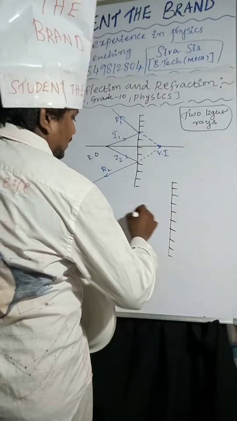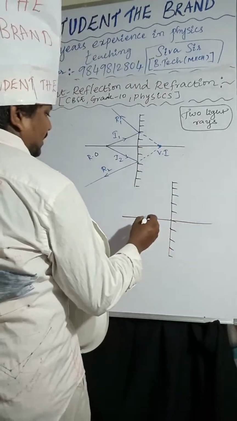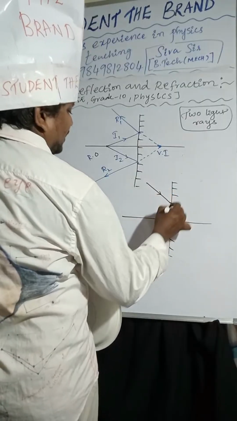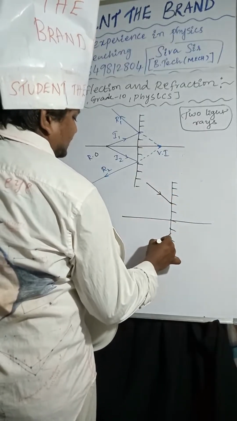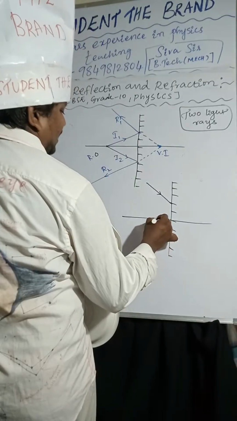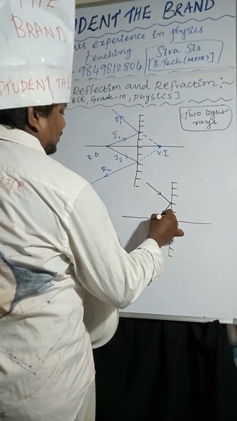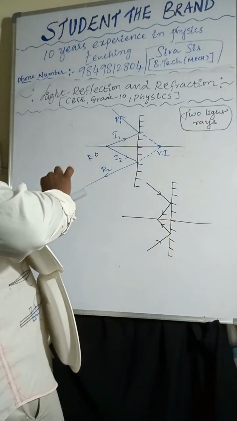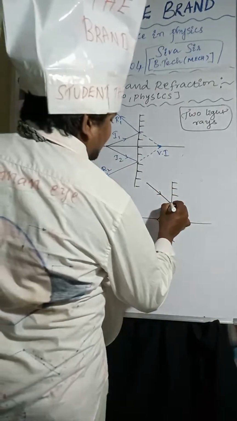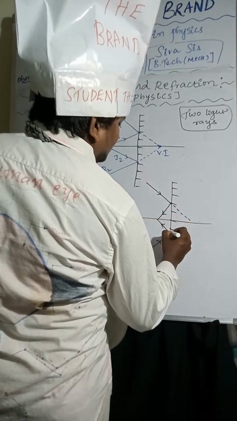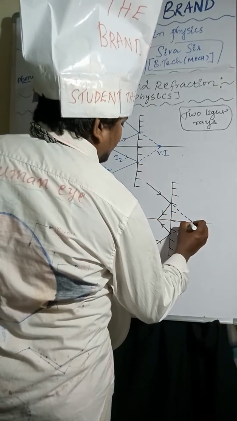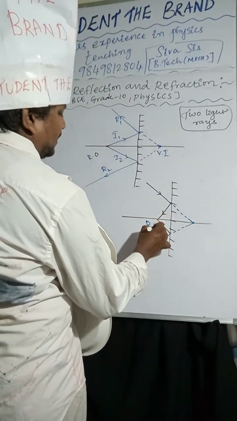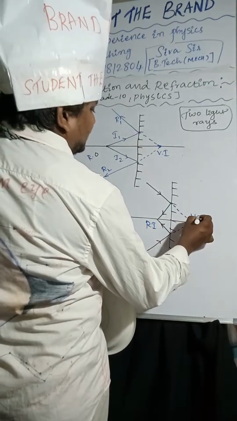Okay. So this is the principal axis. I'm taking light rays coming from a certain point. After reflection, those light rays are meeting at one point. If you extend these incident rays, those incident rays are meeting at one point. So here a real image is forming, real image. This is the virtual object.